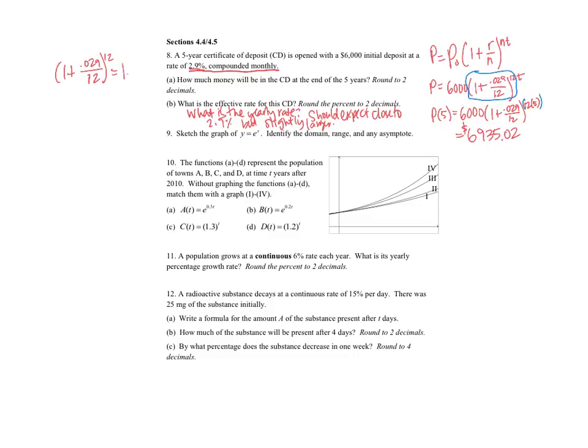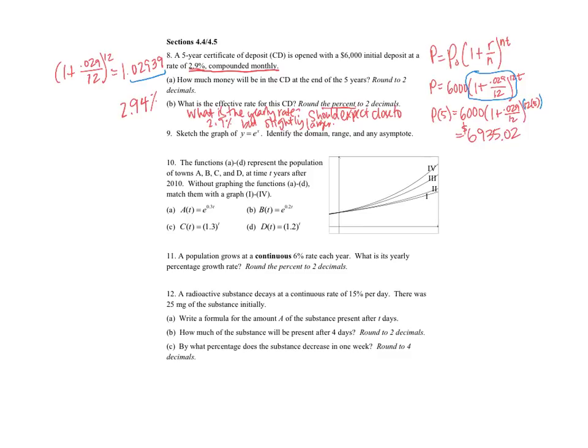So I got 1.029388, so I'll do 39, and so the rate is round. It says round the percent to 2 decimals. So the rate then is, I'm going to look at this part of the decimal, and so it is 2.94%. That is the effective rate.